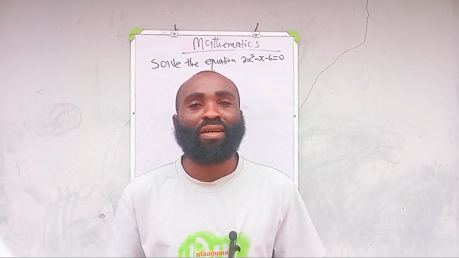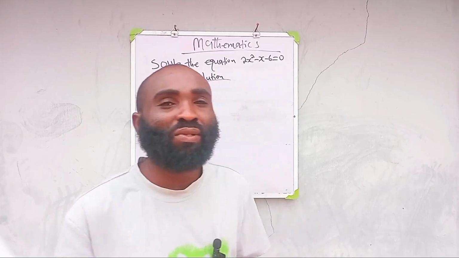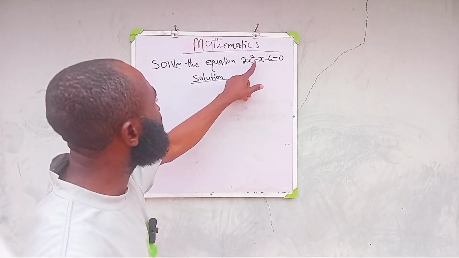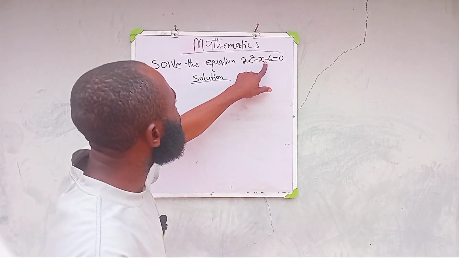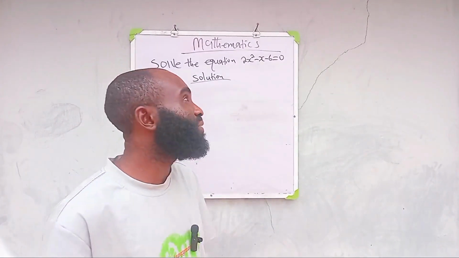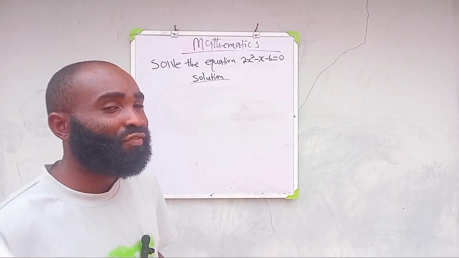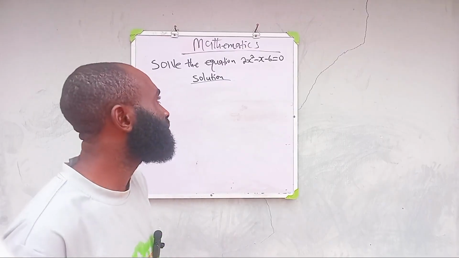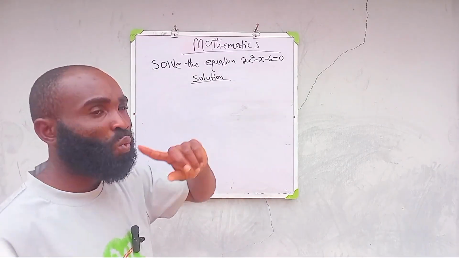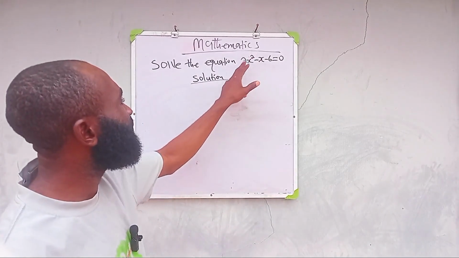Hello guys, we have the second part of factorization, and the question here is 2x² minus x minus 6. But you will notice the difference from the first part of our factorization. In the first part, the coefficient of x squared was 1, but in this equation the coefficient of x squared is 2.